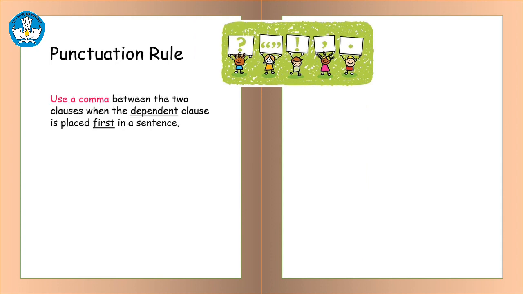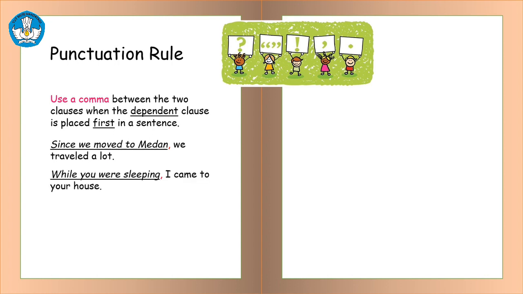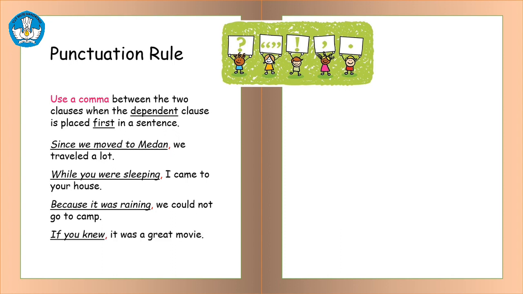Two conditions for punctuation rules. The first condition, use a comma between the two clauses when the dependent clause is placed first in a sentence. For example, since we moved to Medan, we traveled a lot. Another example, while you were sleeping, I came to your house. Next, because it was raining, we could not go to camp. The last one, if you knew, it was a great movie.